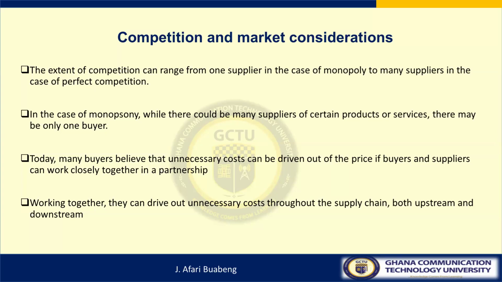Okay, so now let's look at the factors once again: competition and market consideration. So the extent of competition can range from one supplier in the case of monopoly to many suppliers in the case of perfect competition. Competition and market consideration is a major determinant of factors influencing prices of goods and services. So in the case of monopsony, where there could be many suppliers of a certain product or service, there may be only one buyer.